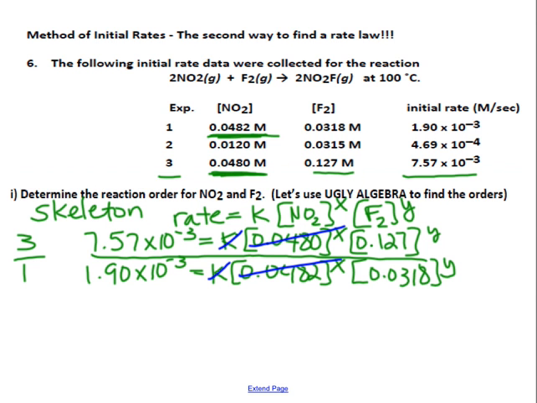So what I need to do now is use my calculator, and I'm going to divide. And because I'm putting it into this formula, into this equation, and dividing one by the other, I call it the ugly algebra method. So us plugging in all those numbers makes it ugly algebra. I'm going to show you a different way to do it next. But when I divide 7.57 e negative 3 by 1.90 e negative 3, I get 3.98.